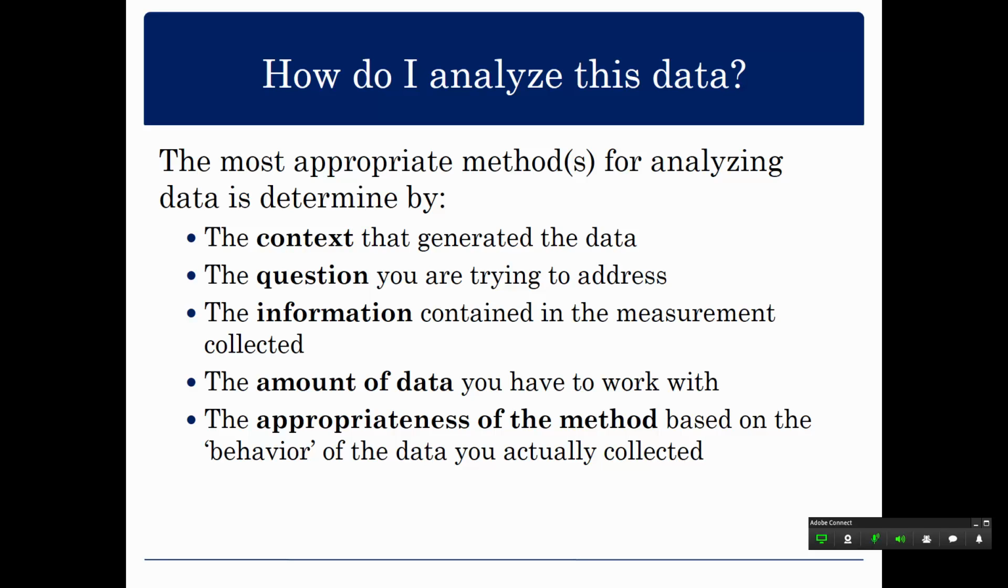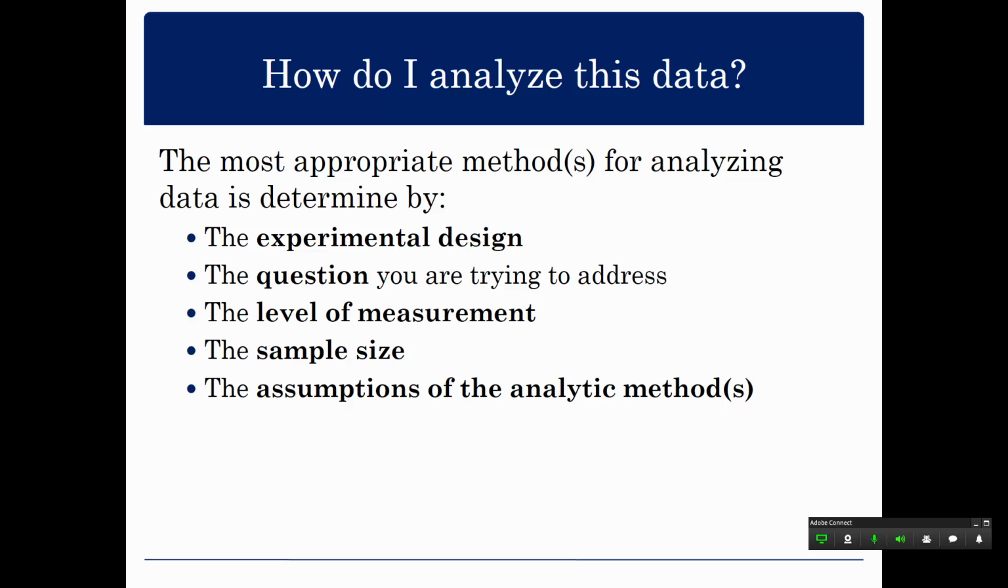So does it look nice and symmetric? Do you have a lot of outlying observations? Is your data skewed? And so forth and so on, because those things can impact how you analyze it once it's in hand. So these concepts can be lumped into very simple statements around the design of the experiment, the research question or hypothesis, the level of measurement, the sample size, and then the assumptions of the analytic methods.